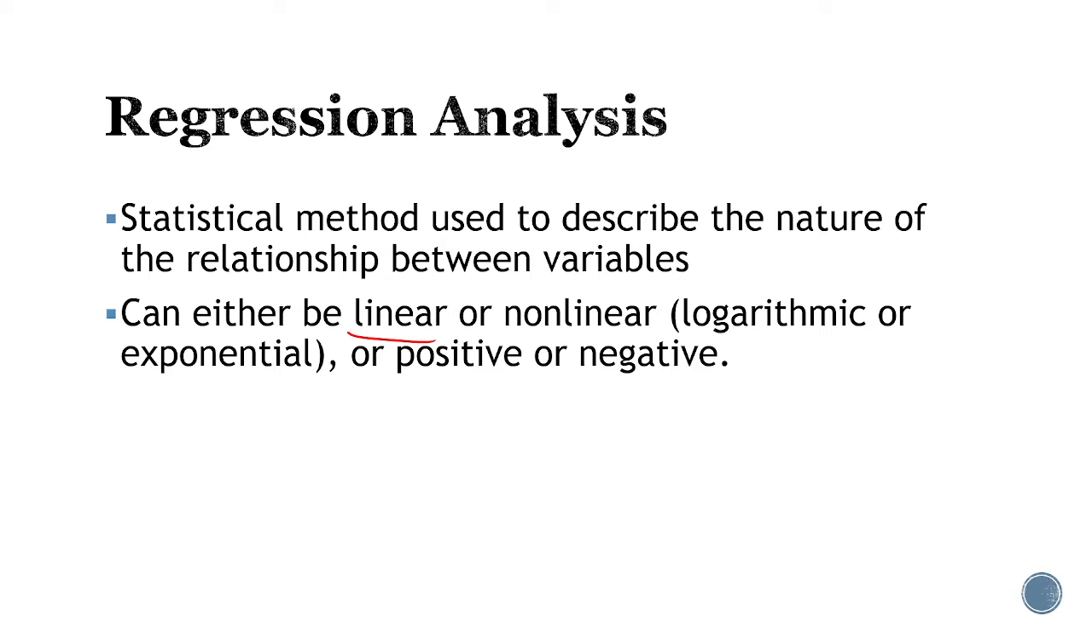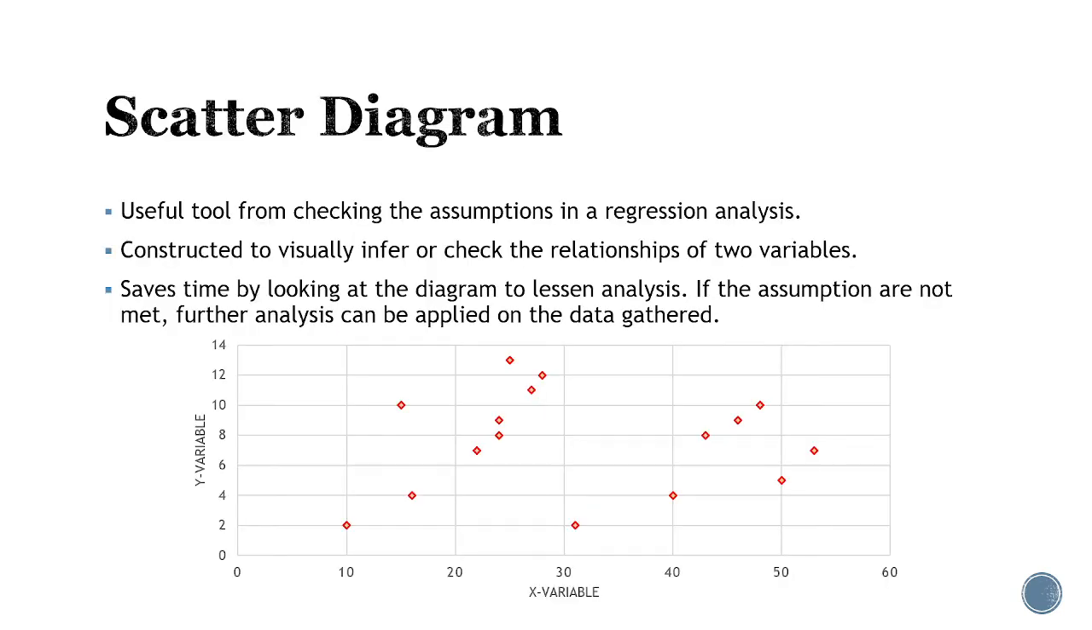Okay? So in correlation, actually, we will be using this diagram. In correlation, we actually use a scatter diagram because it is a relation. It is a useful tool for checking the assumptions in regression analysis. It is actually constructed to visually infer or check the relationship of two variables, and also it saves time by looking at the diagram to lessen the analysis. So if the assumptions are not met, further analysis can be applied on the data gathered.